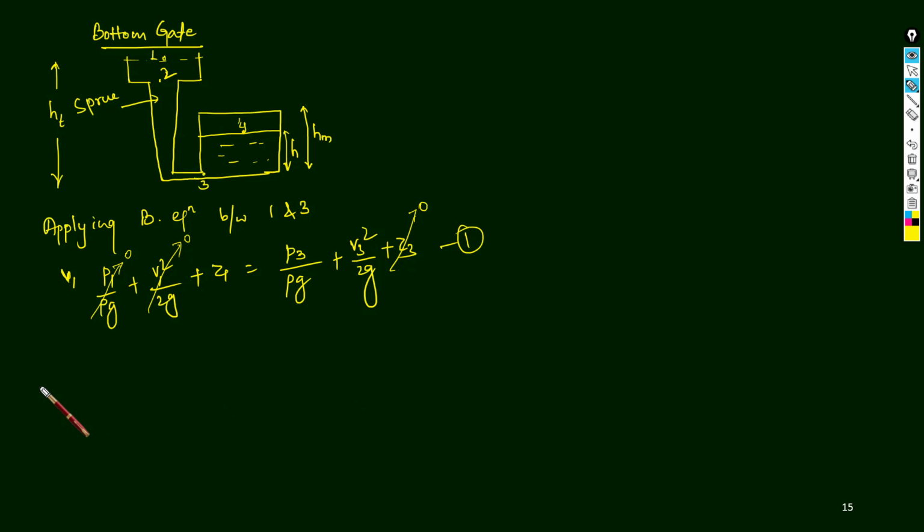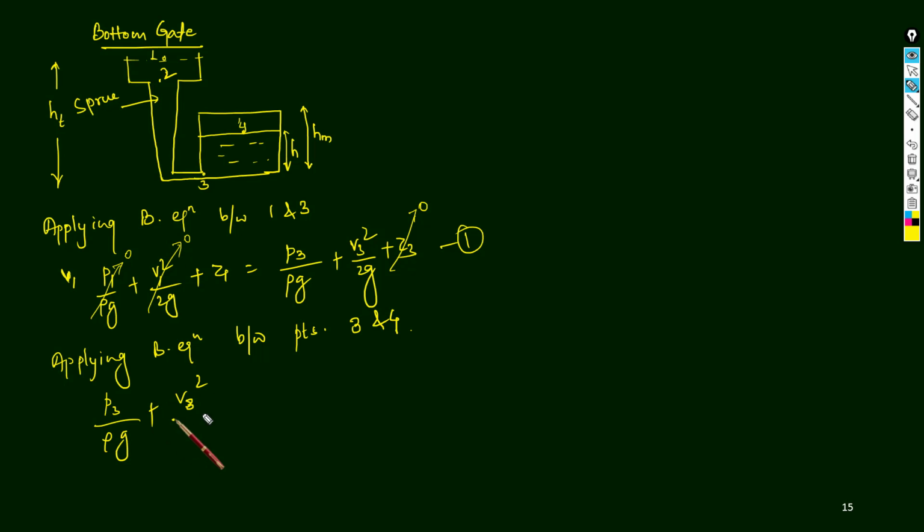Okay, next we will apply Bernoulli's equation between points 3 and 4. Point 4 is atmospheric, so let us write all the terms. P3 by rho g, V3 square by 2g and Z3 is equal to P4 by rho g, V4 square by 2g and Z4.